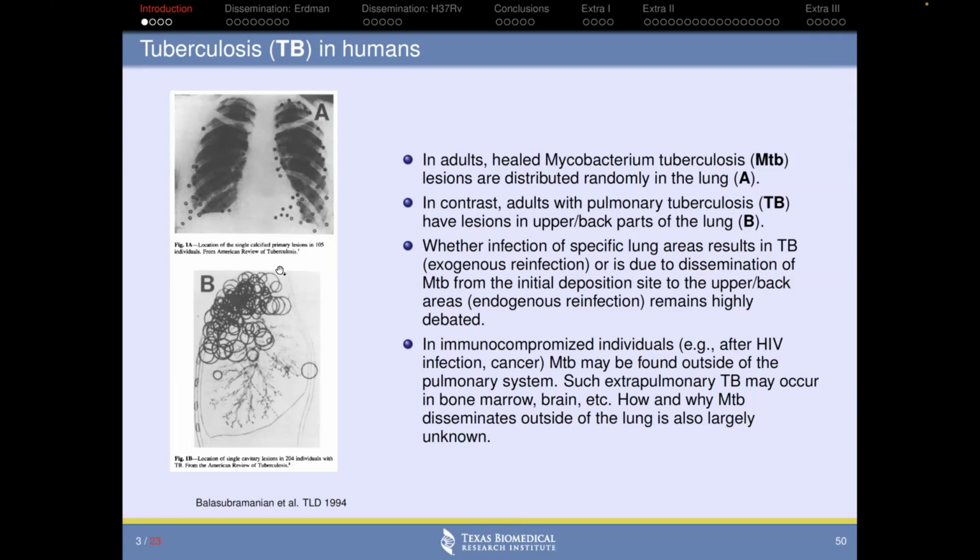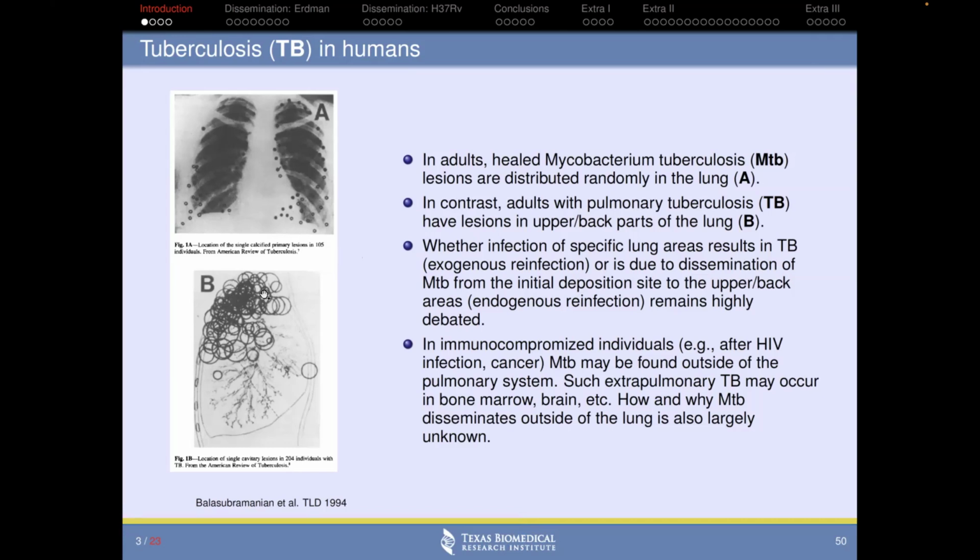But if you do another study and look at individuals who have active tuberculosis, and you ask where the lesions with Mycobacterium tuberculosis are located in people who have the disease, you actually find that they're not random. They're typically located in the upper and back parts of their lungs. The head is facing that way, so it is the upper and back part.